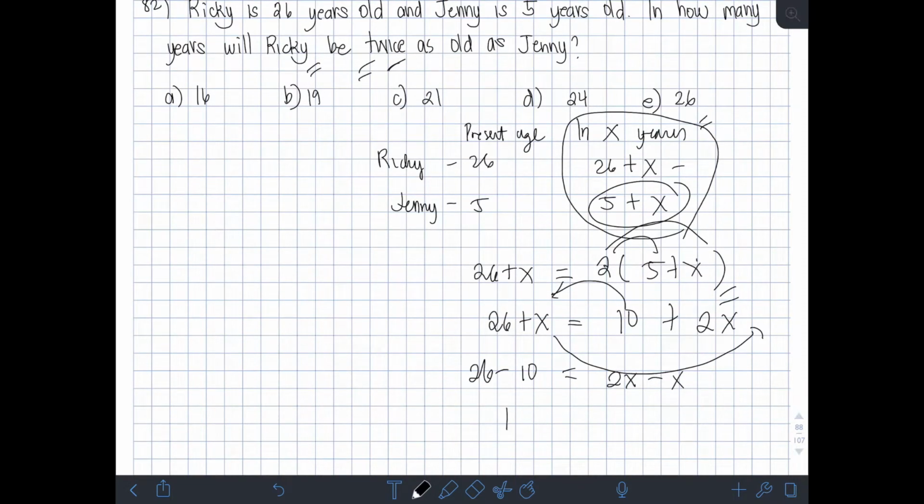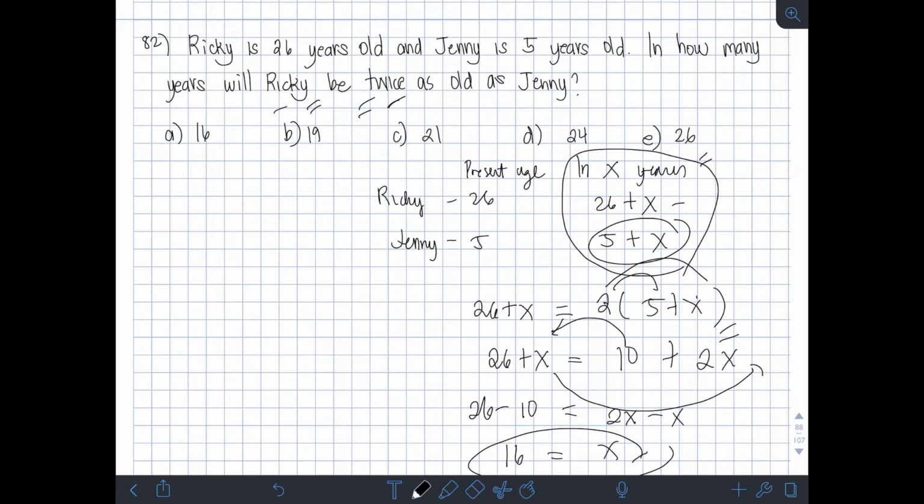26 minus 10 is 16, equals 2x minus x, which is x. So therefore, ito yung magiging value natin ng x, which is 16. So, ibig sabihin, dapat may 16 years na lumipas para maging yung edad ni Ricky twice as old as Jenny. So, the answer is letter A.